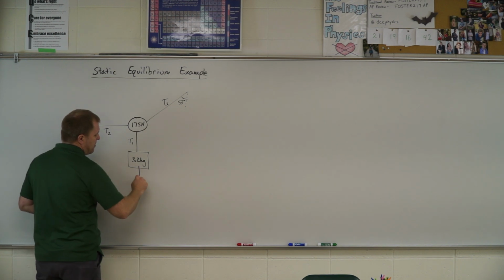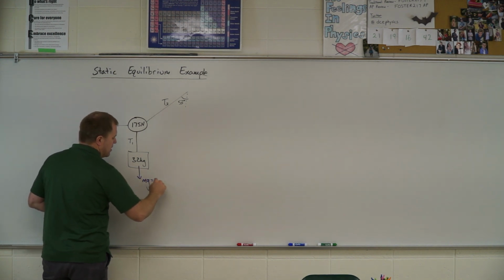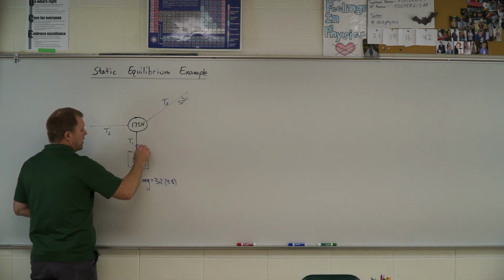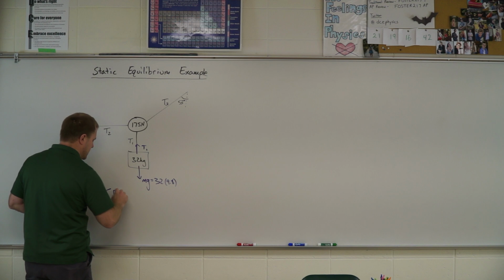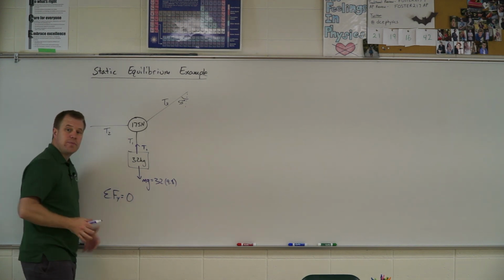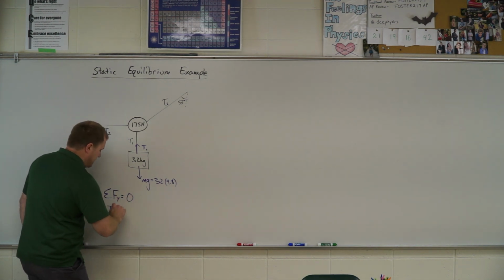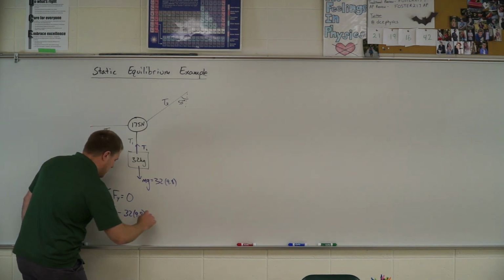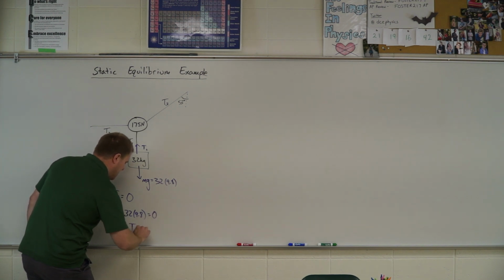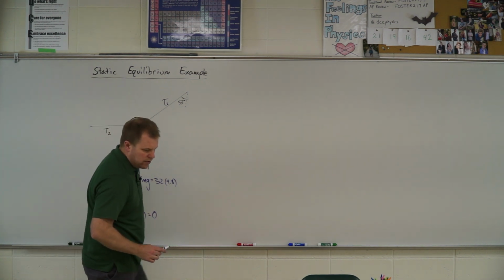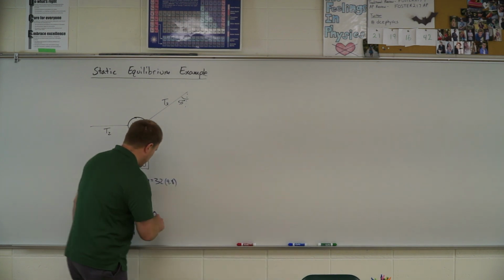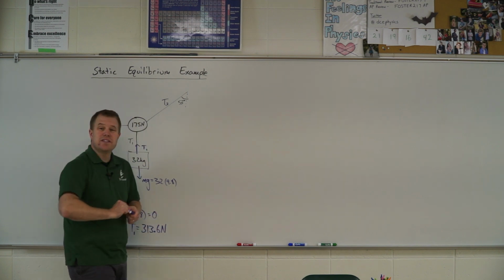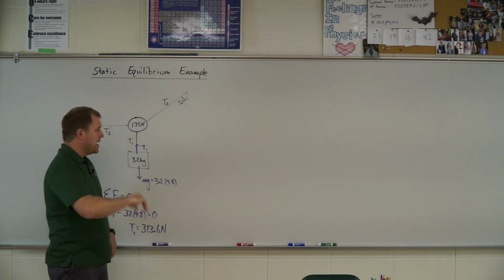So down there I have mg, which is going to be 32 times 9.8, and T1. So when I sum up those forces in the y direction, it's going to be 0 because it's not accelerating there. And so I have T1 minus 32 times 9.8 equals 0. And so I'm left with T1 is equal to, what did we get there? 313.6. So that is a lot like the ones we just got done doing on the page before in the packet.